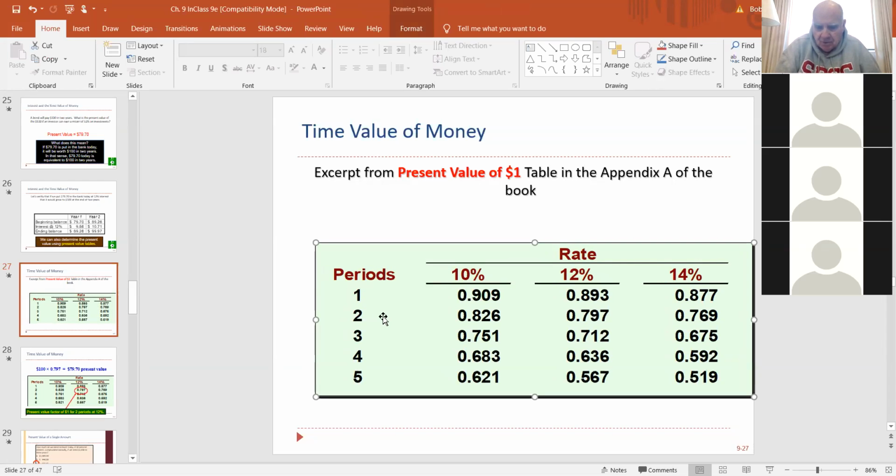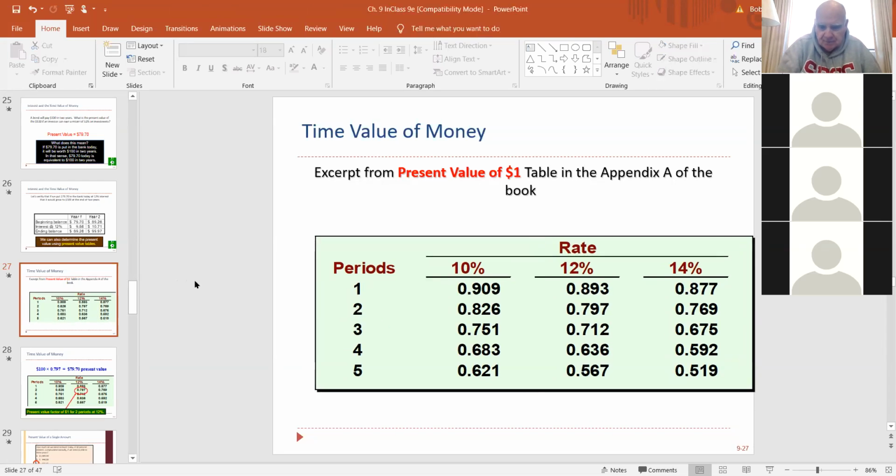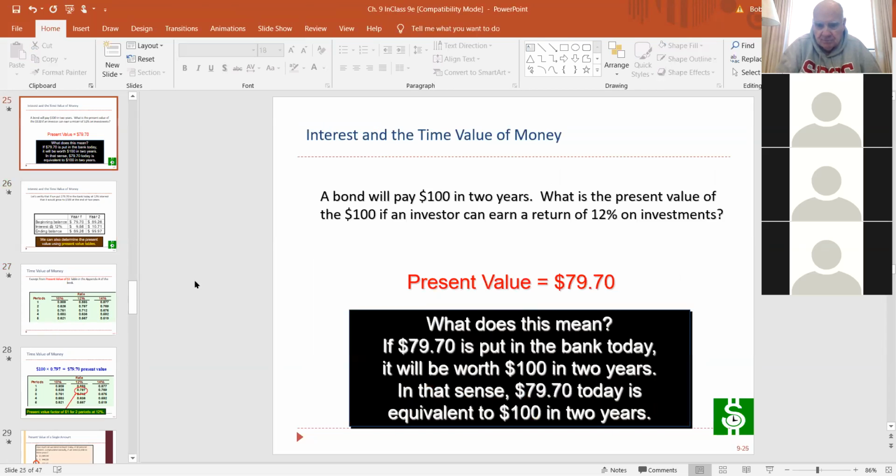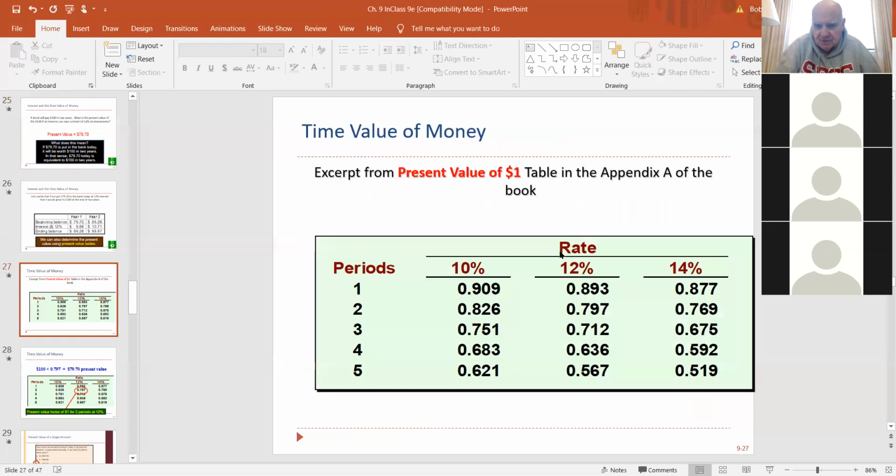For example, in our problem here, we computed a present value of $79.70. 2 years, 12%. We're going to go to the table. We're not going to do that big math thing unless you want to. 2 years, 12%. I see 0.797. Do you see that, Suda? I do. Okay, I trust the others.